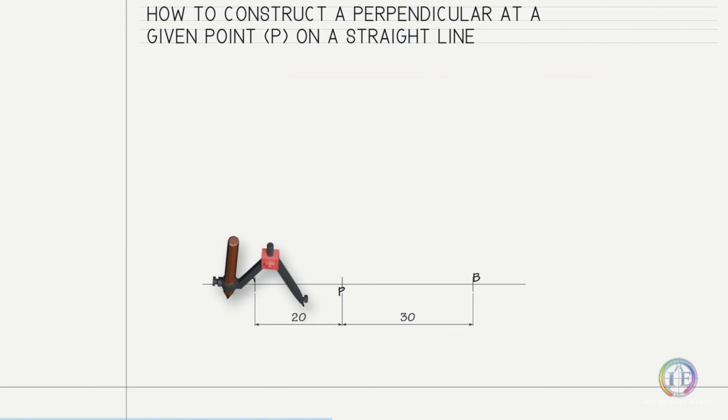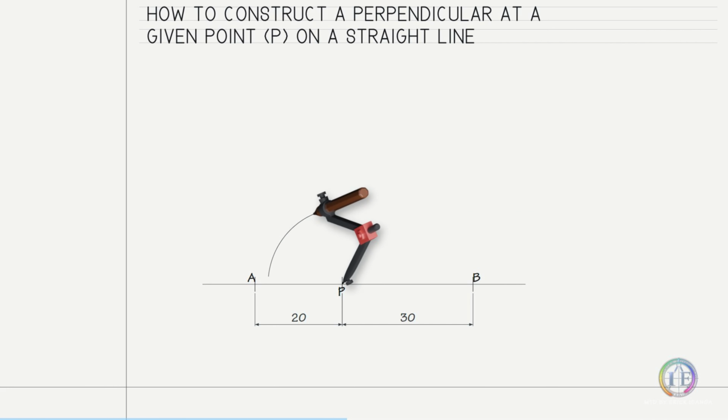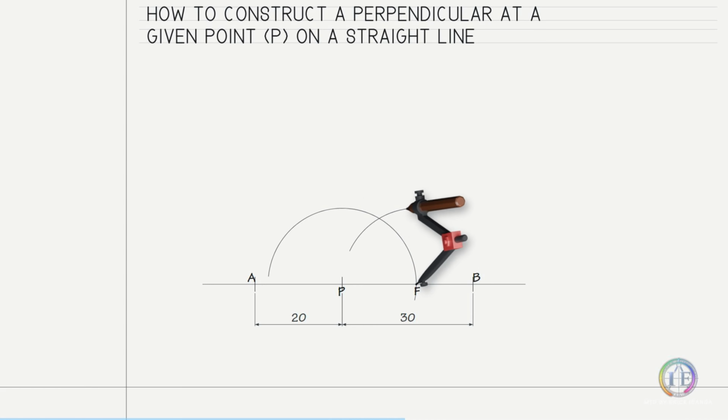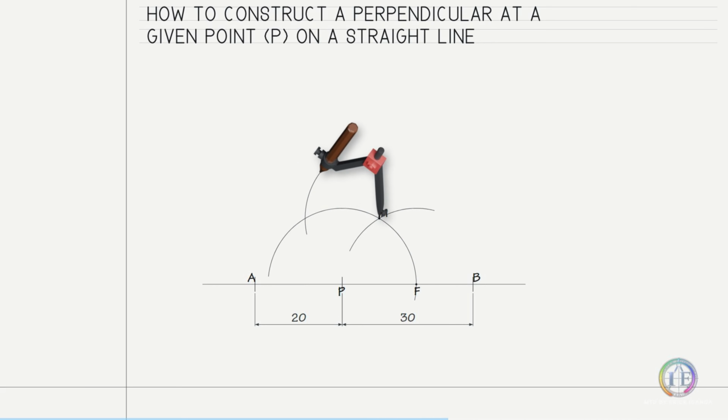With P as the center and a convenient radius, draw an arc cutting the line at F. With the same radius and F as the center, draw an arc cutting the first arc at H. With the same radius and H as the center, draw an arc cutting the arc at T. With the same radius and T as the center, draw an arc cutting the arc at Z.